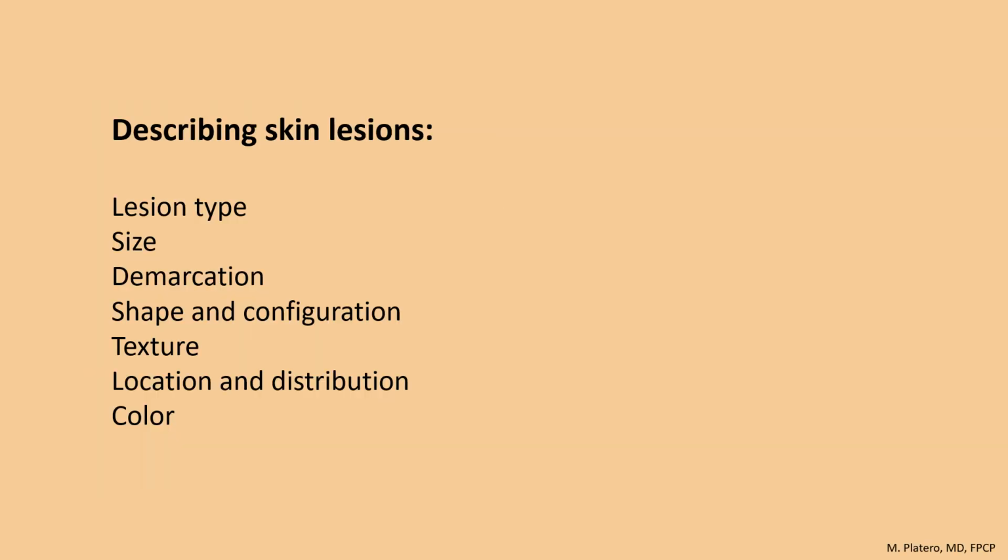As mentioned earlier, when describing a skin lesion, always consider the following: lesion type, the size, demarcation, shape and configuration, texture, location and distribution, and color.